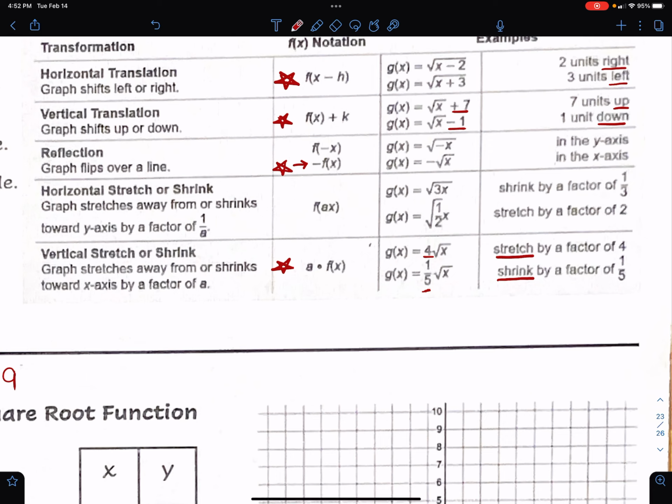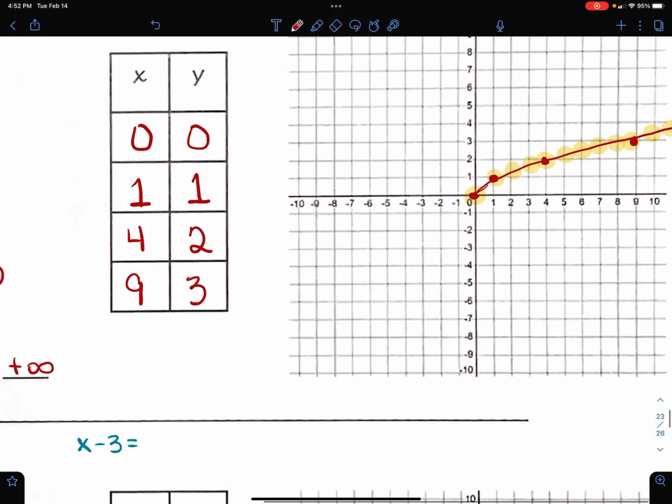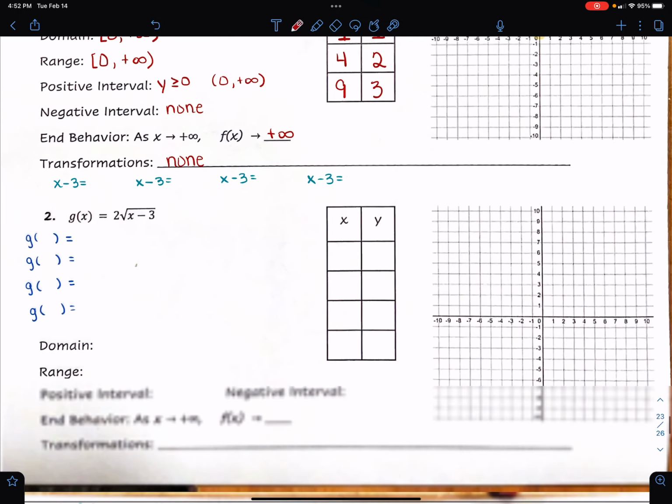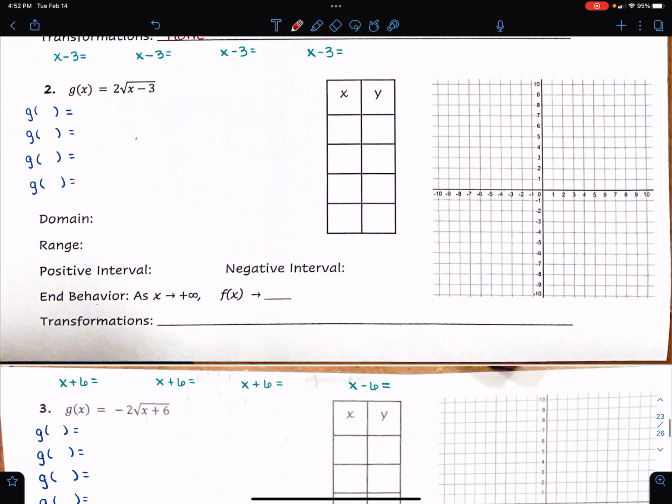All right, so I put stars by those on purpose because those are the pieces that I'm going to be using. All right, so let's go on to number 2. First thing we're going to do is take the radicand and set it equal to those 4 values that I talked about in the beginning: 0, 1, 4, and 9.